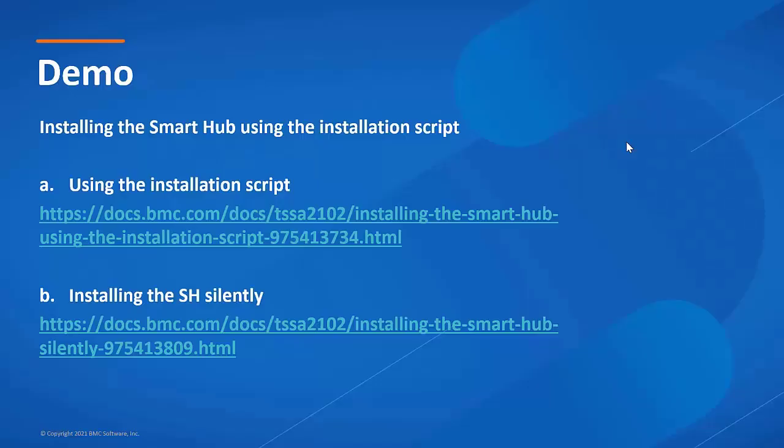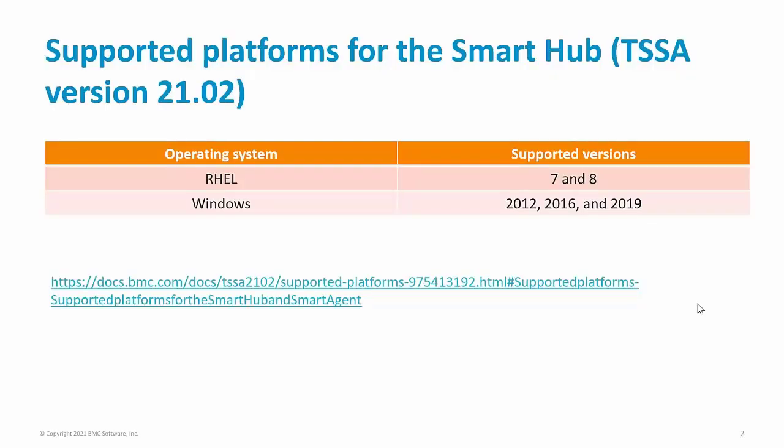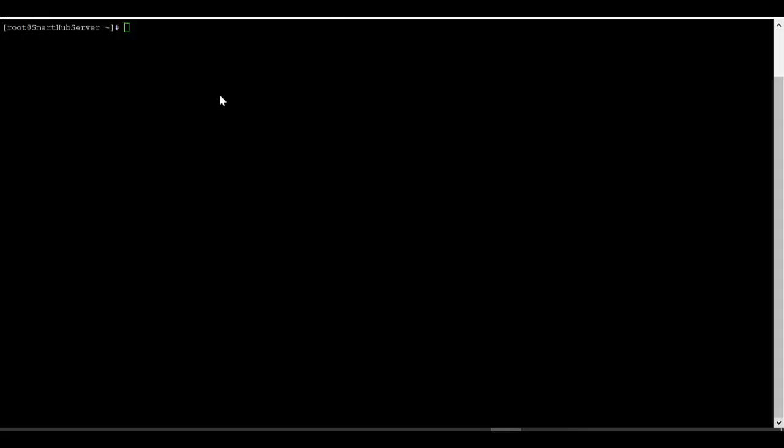This demo is for installing the Smart Hub. There are two ways you can install the Smart Hub. First is using the installation script, and second is installing it silently. In this demo, I have opted for installing the Smart Hub using the installation script. These are the supported platforms for Smart Hub installation for TSSA version 21.02. For the demonstration, I am using a Red Hat 7 server.